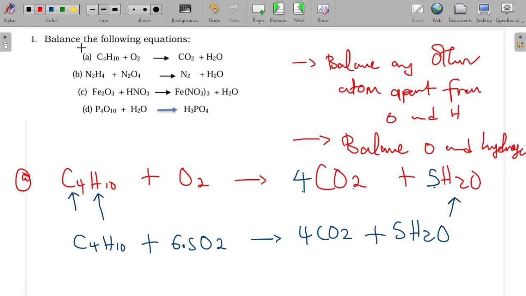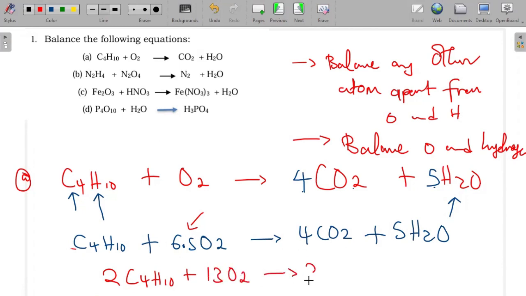But the issue here is this decimal number. A decimal number is not allowed when you're balancing a chemical equation. So how do we get rid of this decimal number? We're going to multiply throughout by 2, because I know that 6.5 multiplied by 2 is going to give me 13. So we're going to have 2C4H10 plus 6.5 multiplied by 2, that is 13O2.